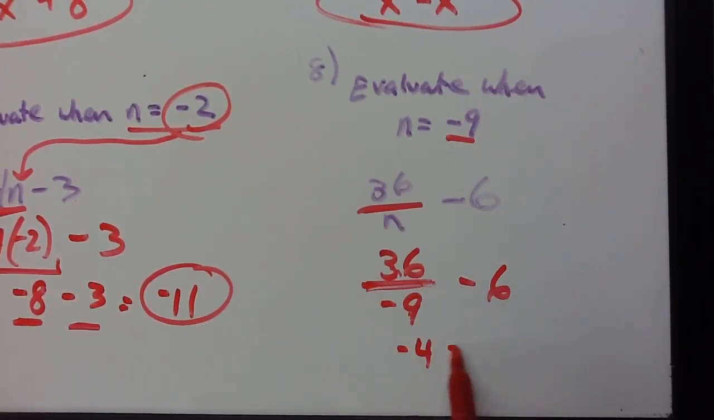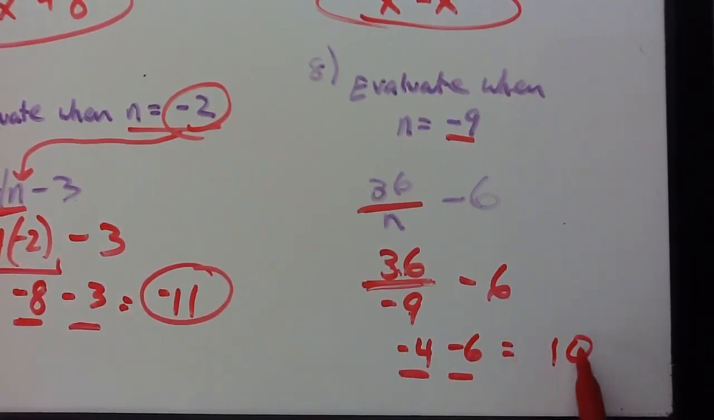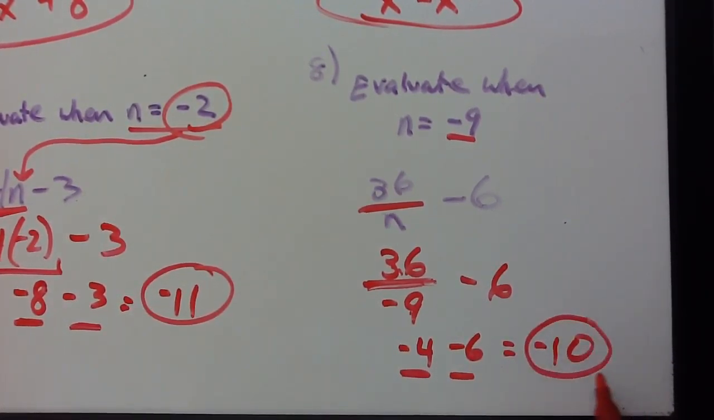So I have negative 4 minus 6. Again, this is negative, so same signs add, keep the sign. Negative 10 would be the value of this expression when n equals negative 9.